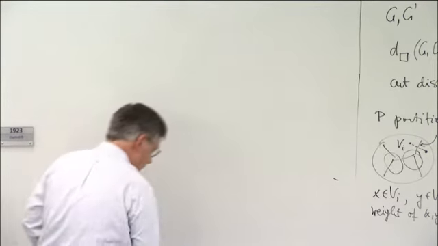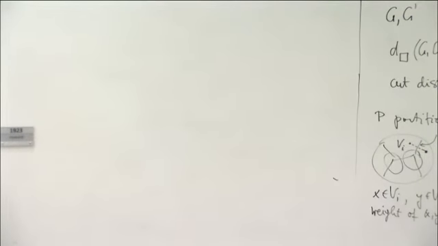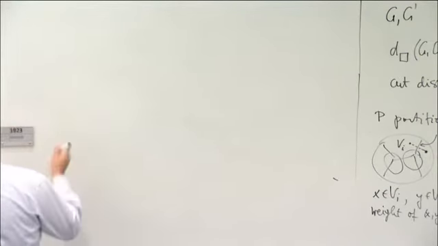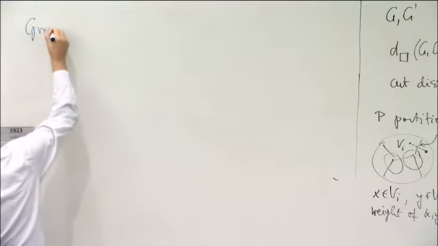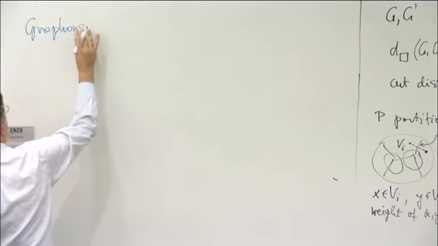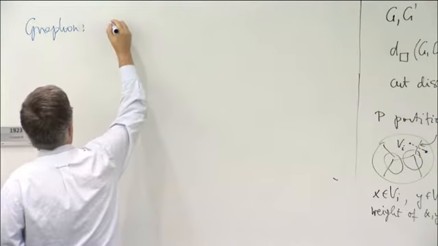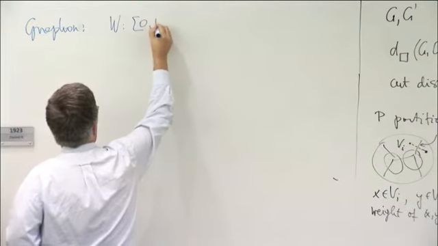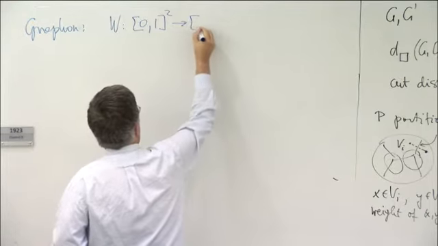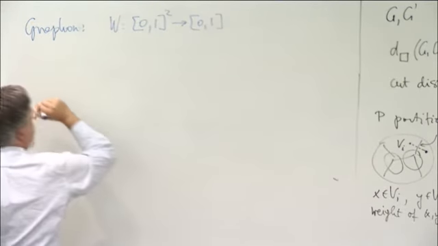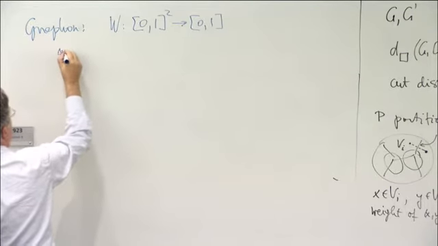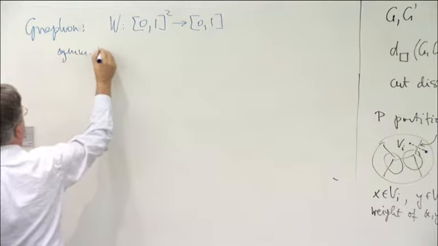Now for this, I have to spend 5 minutes, but not more, introducing some strange guys called graphons. So a graphon is actually a function W defined on the unit square with values in [0,1], such that, well, it's symmetric and measurable.